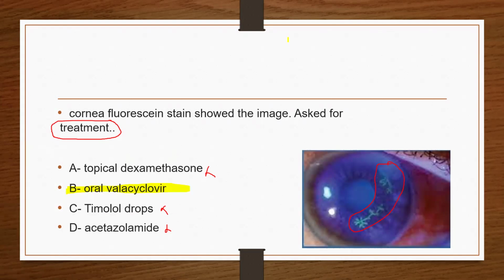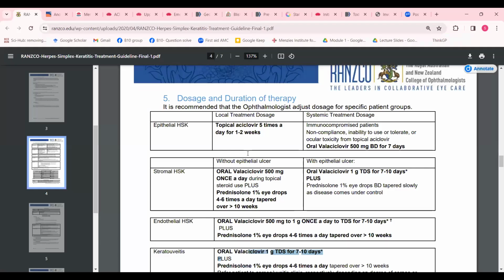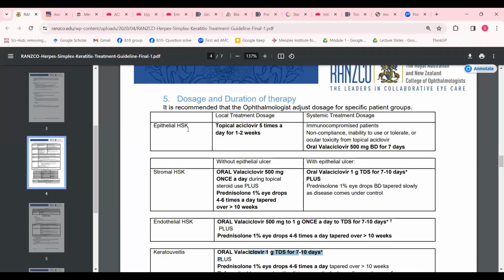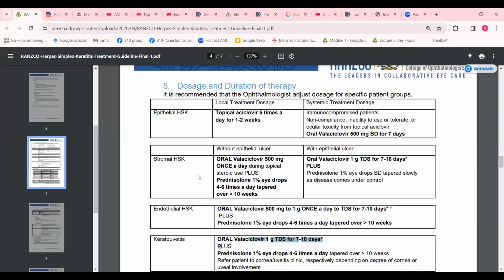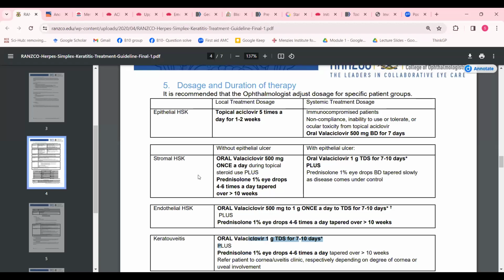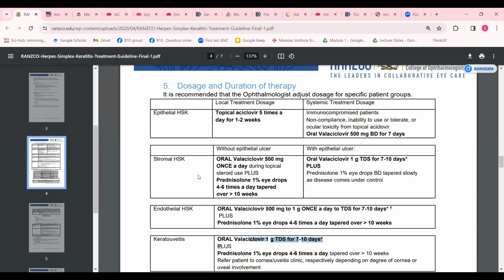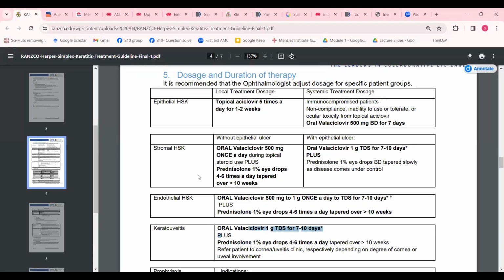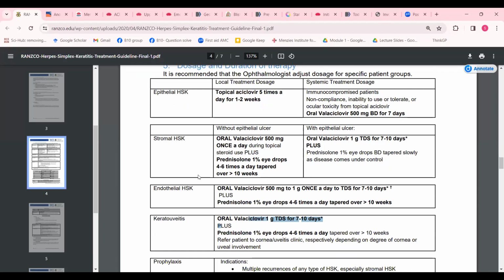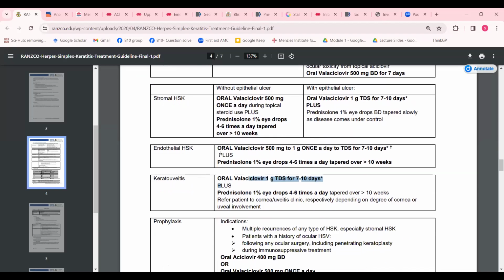Okay, so we prefer topical. Let me take you to that. The decision of topical versus oral, especially for epithelial, depends on whether it's an epithelial or a stromal herpes simplex keratitis. So you need further details and you need to know the patient's clinical condition as well. This question needs a bit more information, so you can't decide whether to go with oral or topical solely based on this image itself.